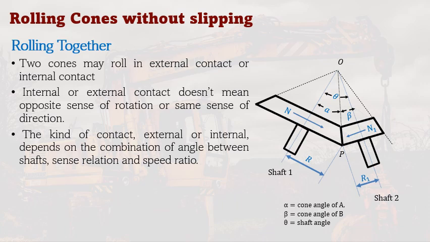So here we would be examining whether they would have external or internal contact depending on the angle theta, the cone angles, as well as the speed ratio. It is not the same as a rolling cylinder, wherein the contact would depend on whether they have opposite sense or same sense of rotation. So here it would not be the case.